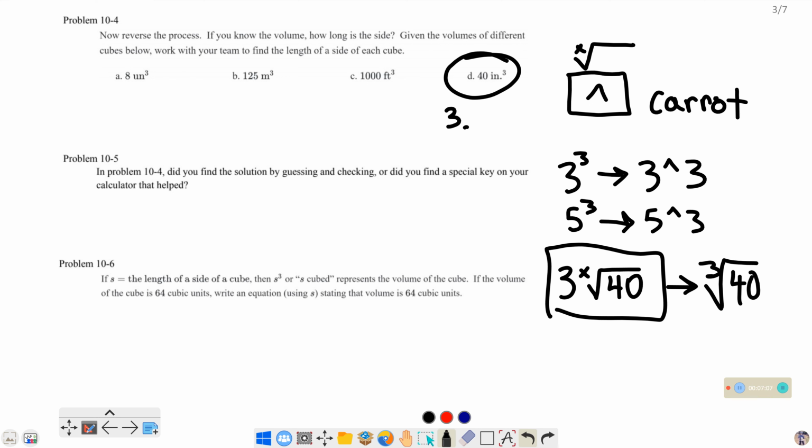Now, in problem 10-5, did you find the solution by guessing and checking? Well, you should have in A, B, and C, yes. Or did you find a special key on your calculator that helped? Well, it's both. You started with guess and check. You're writing the sentence. We started with guess and check. Then Mr. McCoy showed us the special key.